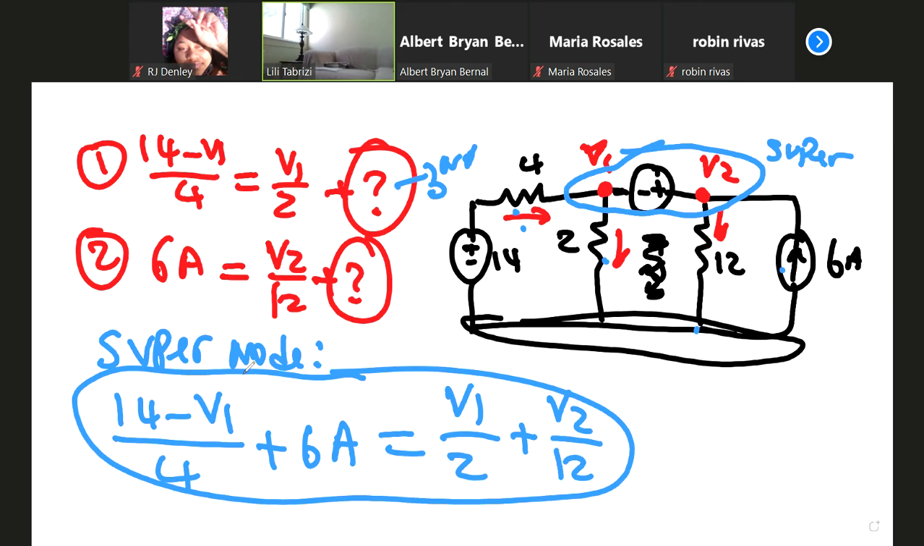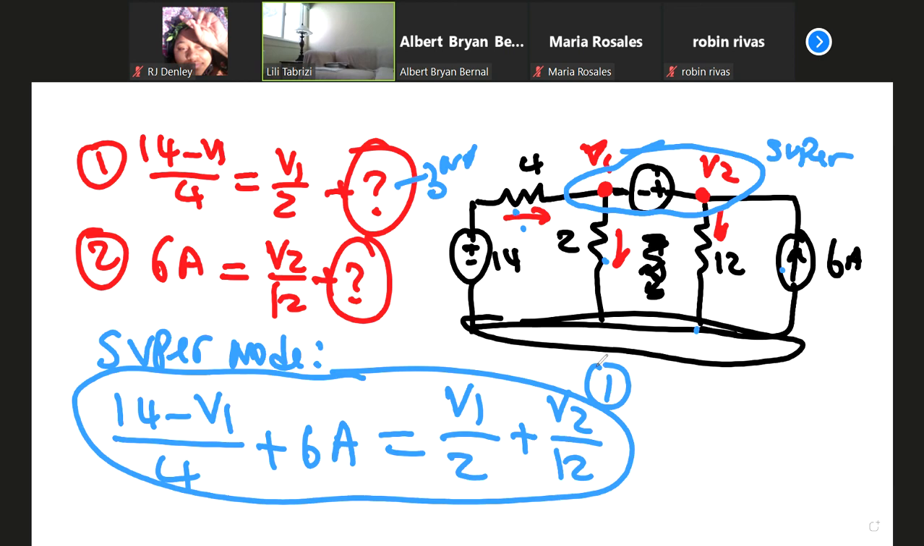I still have 2 minutes before 10:40. That was my challenge. This is one equation. I bypass the source. Anytime a source is connecting to nodes, bypass. If it's a source between a node and the reference, that's fine. But if it's across, bypass it.